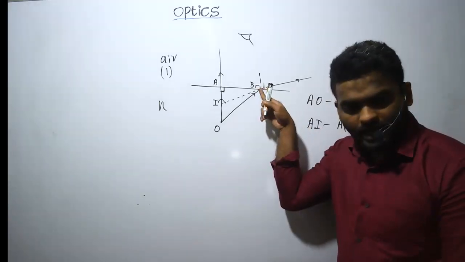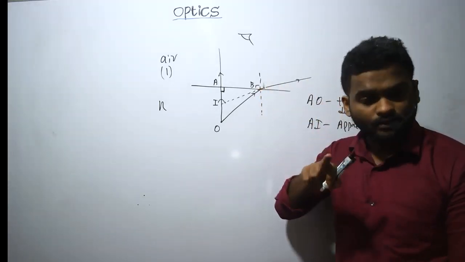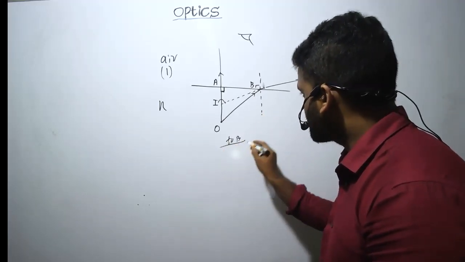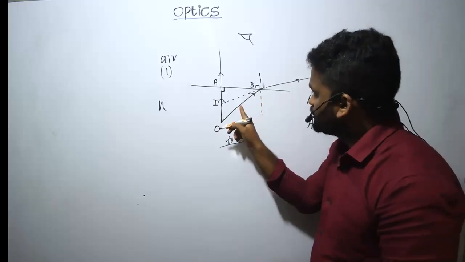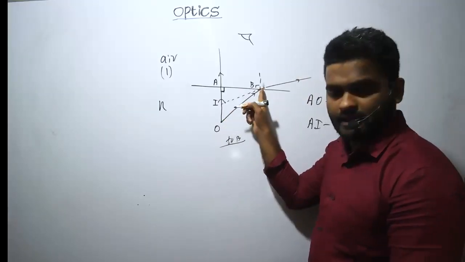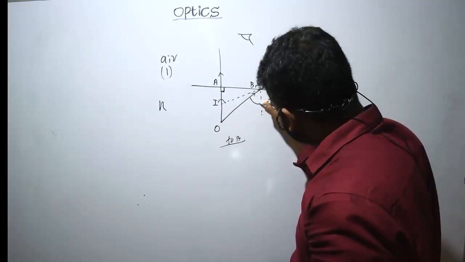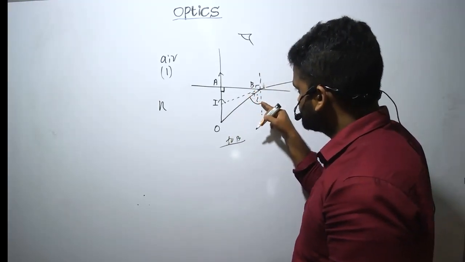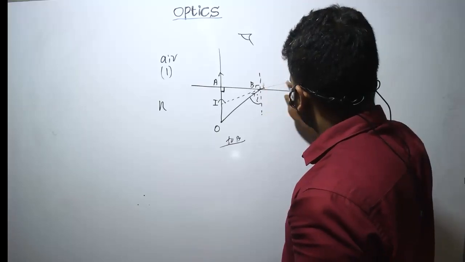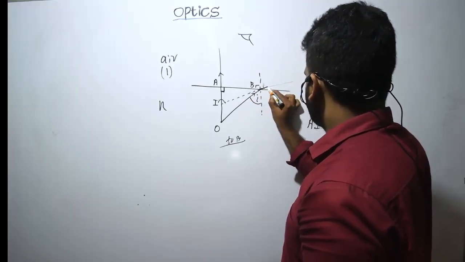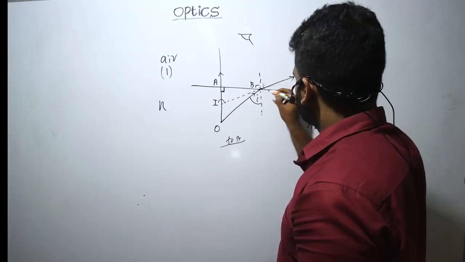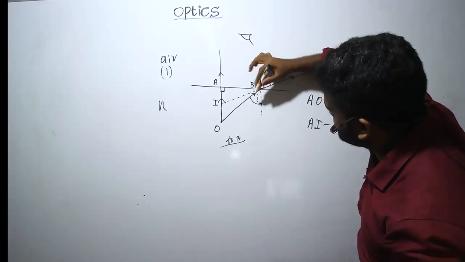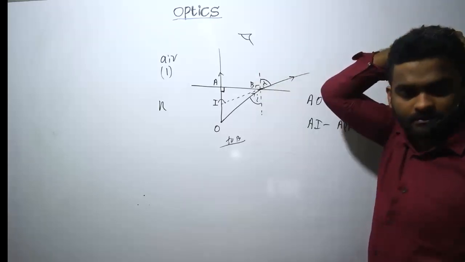Then, to this position, I'm going to apply Snell's law. Snell's law, right? So this ray, what is this angle? This is the incident ray and the angle is I, right? Then this is R, the refracted angle. Incident angle. Got it?